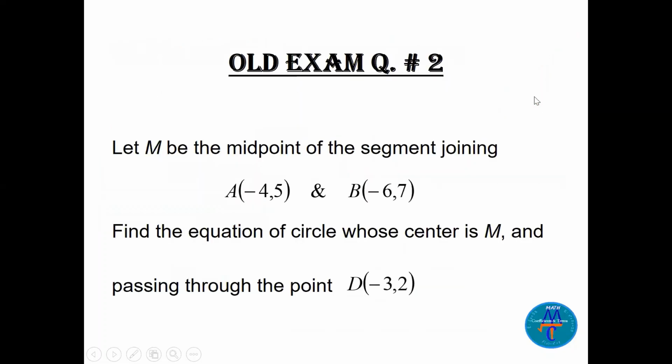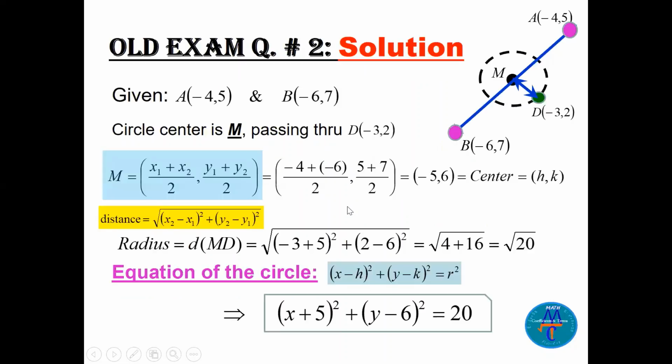Remember, the question did not say the circle passes through A and B. Okay, so let's find the midpoint of A and B. X1 plus X2 over 2, you know the formula. It will be (-5, 6). You can check the numbers, please.